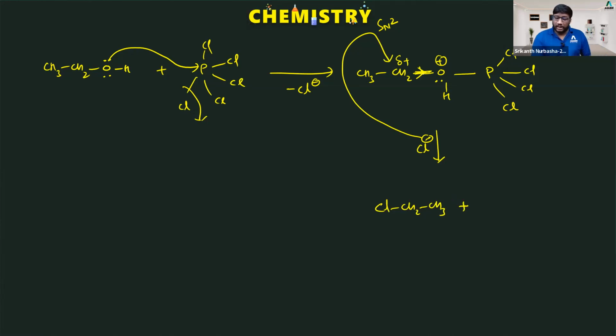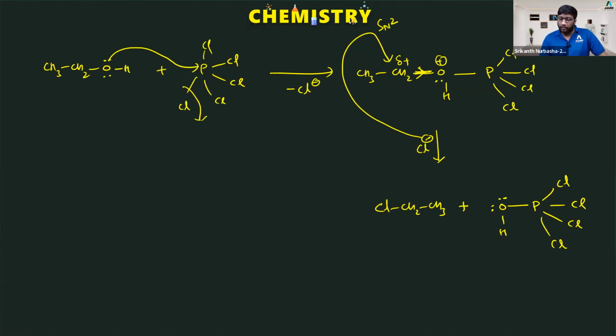Along with that, the C-O electron density is going to be given to oxygen, generating a phosphorus-oxygen single bond, and oxygen regains its lone pair. So oxygen will have 2 lone pairs now, and a P-OH bond. Along with that, phosphorus has 4 phosphorus-chlorine bonds. Cl minus attacks this particular carbon to form CH3CH2Cl. Now can I say we have POH and PCl4?